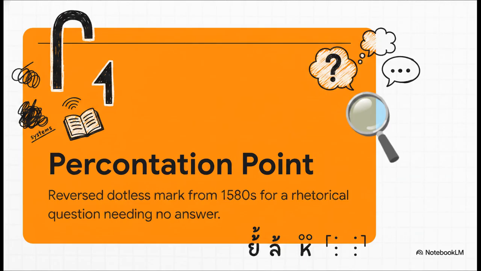In Thai script, it's a dependent vowel, making a long ah sound. In linguistics, it's a glottal stop, like that little catch in your throat when you say uh-oh. But historically, oh, this is cool. Back in the 1580s, a printer named Henry Denham used it as the percontation point. It was basically a reversed, dotless question mark used to explicitly flag a rhetorical question, meaning a question that requires absolutely zero answer. Such a brilliant, forgotten piece of typography, all hiding inside a simple left hook.